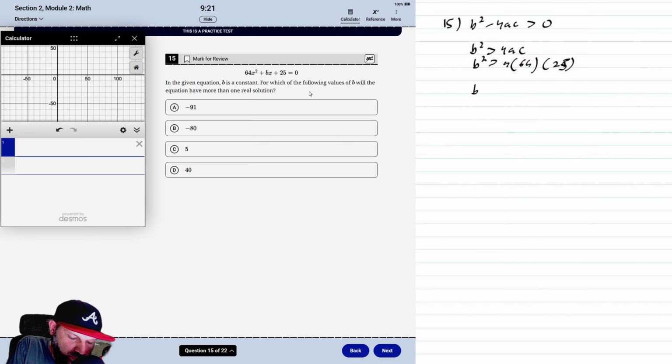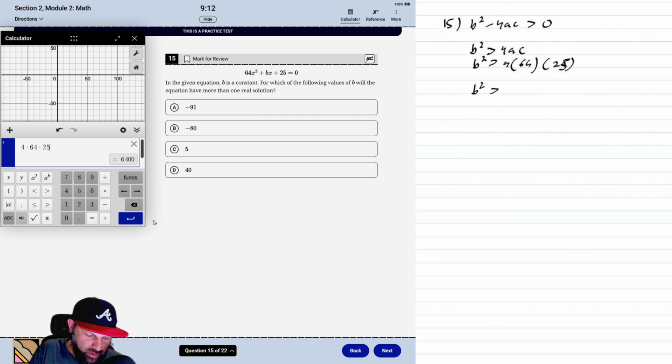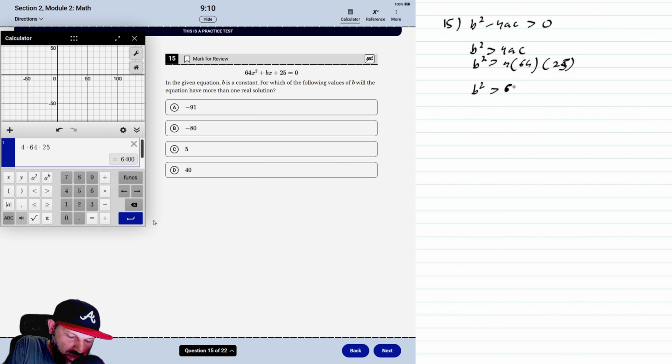Okay, so b squared is going to be greater than, what's 4 times 64? 4 times 64 times 25. I think it's going to be 6400. So that has to be greater than 6400. And so b has to be greater than the square root of 6400.